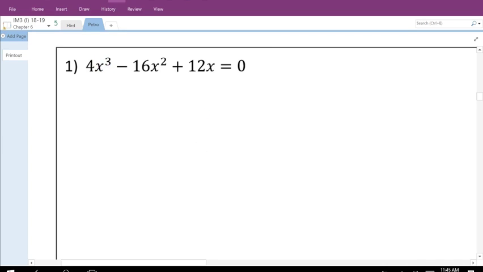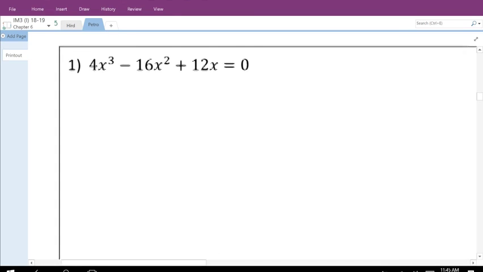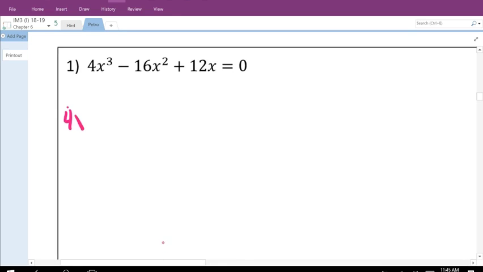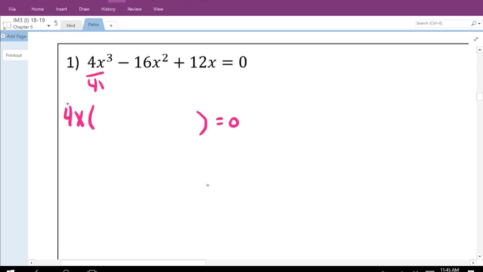Okay, is there something, a GCF, that can go into 4x cubed, 16x squared, and 12x? 4. And how many x's can I pull out? Cube, squared, or x? X. So I can factor out a 4x in the very beginning. You need to be able to recognize that. It'll help you out in the future. So if it helps you, divide each one by 4x. If you need to write all that out, that's okay.